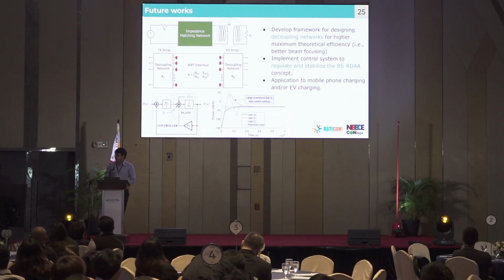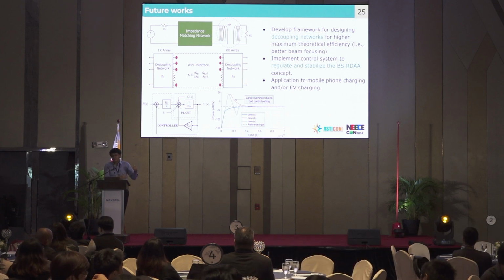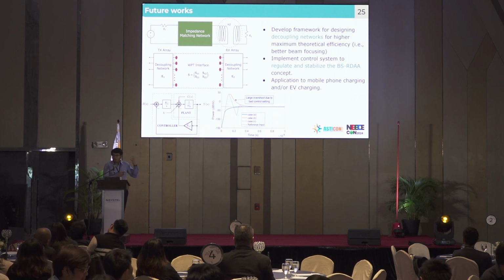Some future work: now the next step is how to improve the efficiency. In this study, we only focused on the channel conditions, but there are techniques to increase the efficiency by improving your antenna design. Also, we could implement stabilization in one of the feedback-based types, and possibly go smaller first, not space-based, in applications like mobile charging or EV charging. So that's the end of my presentation. Any questions?